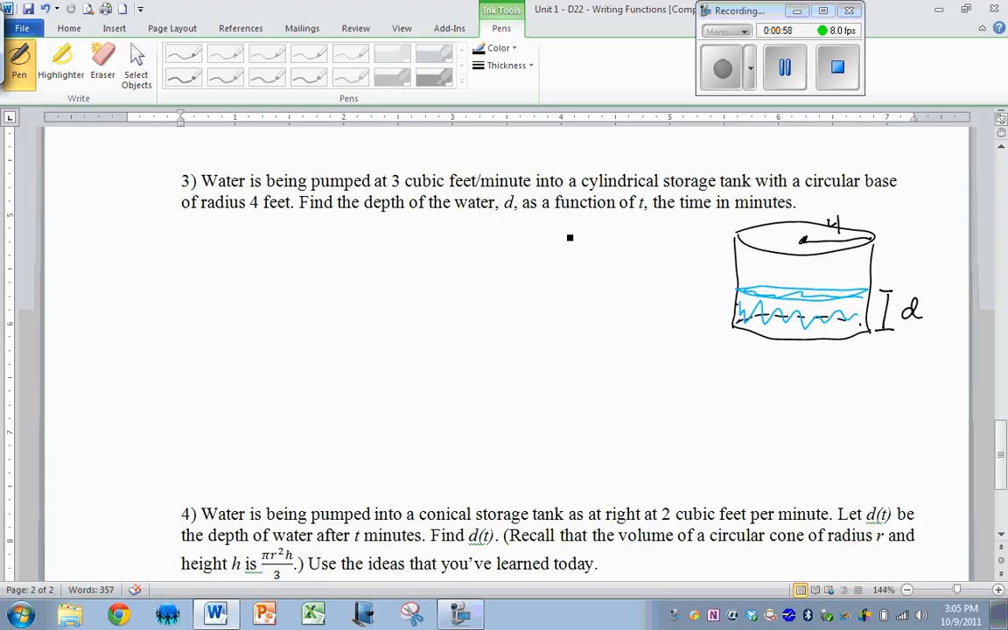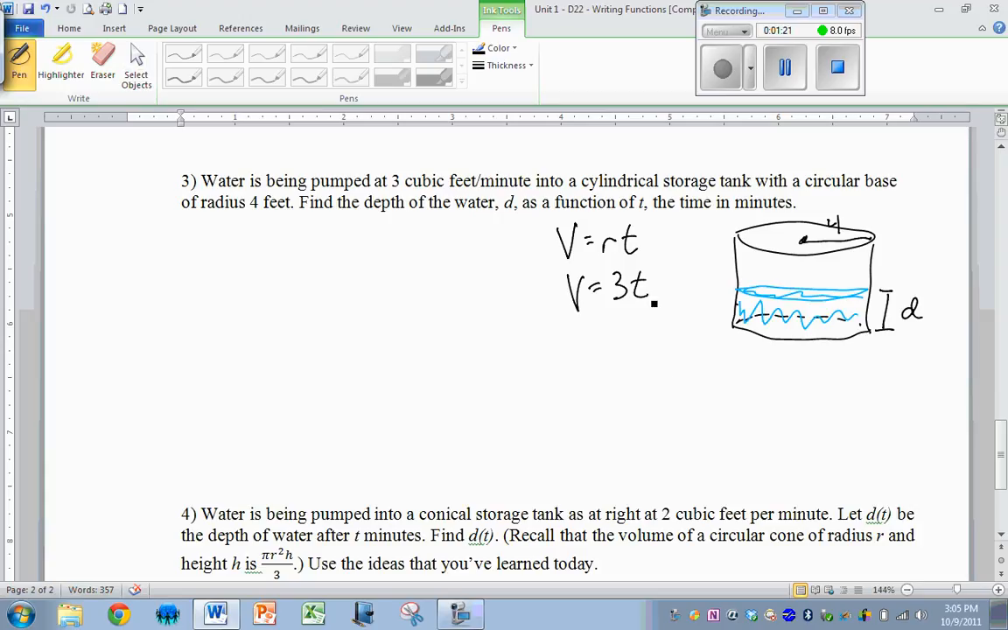One of the key formulas we're going to use is the volume. We're going to find out what the volume is based on the rate that it gets pumped in times how long it's being pumped in. So in other words, I have V equals 3 times the amount of time. So that's one equation I have.